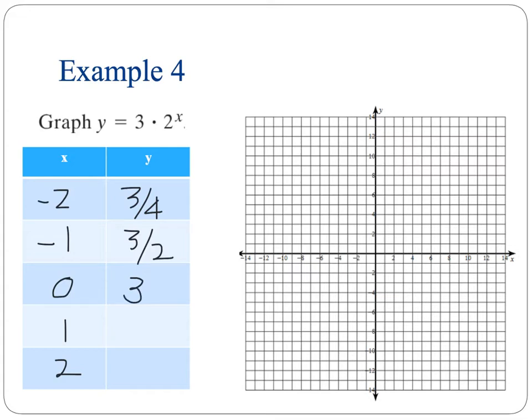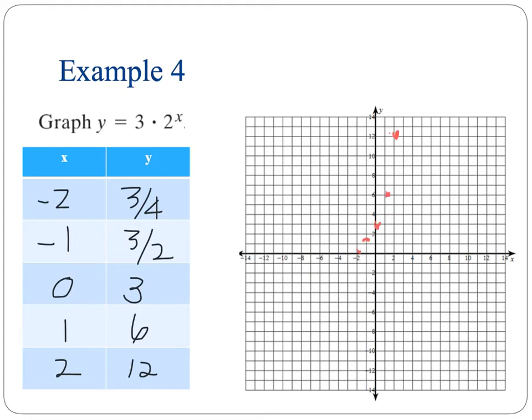If I plug a 1 in for x, that's 2. Then I have 3 times 2, which is 6. And if I plug a 2 in for x, I end up with 2 squared, which is 4, times 3 will give me 12. Now I've got 5 points that I can go ahead and plot on my graph, which I'll go ahead and do right now.